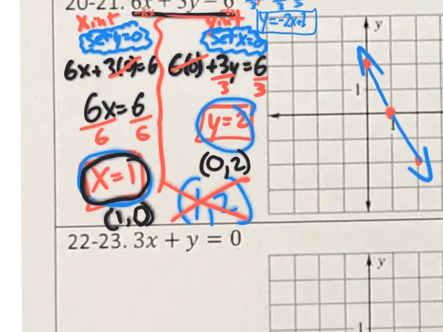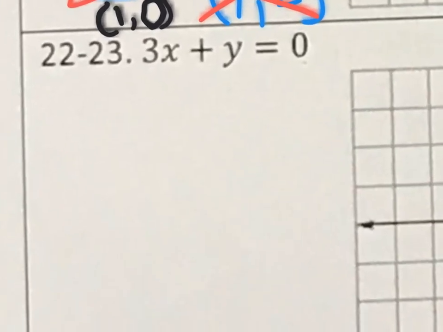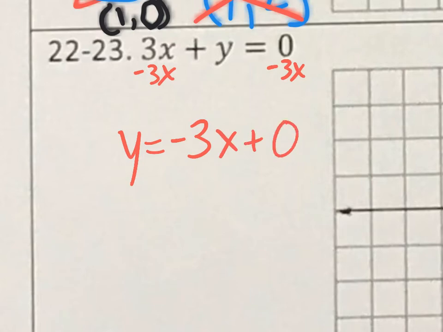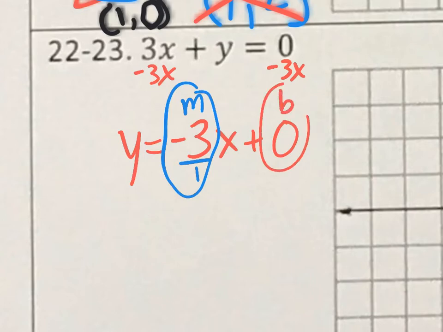Now on this one, number 22 and 23, if you try to do x and y-intercepts, they both cross at the origin, so it doesn't help you at all. Okay, so right here, it's actually best to rewrite it in slope-intercept form, y equals mx plus b. So I'm going to subtract 3x, y equals negative 3x plus 0. We didn't have to put the plus 0, but that's just a reminder that our b value is 0.